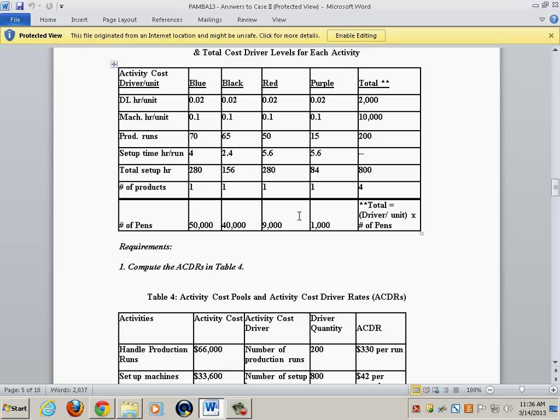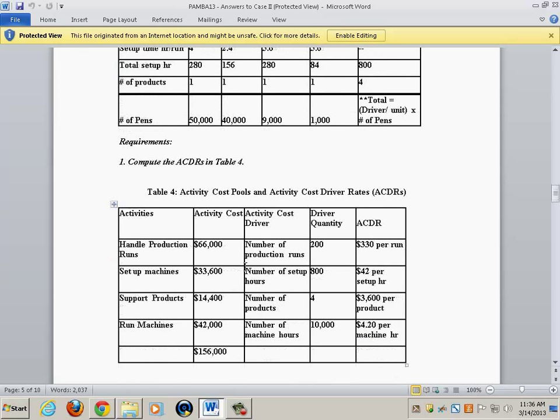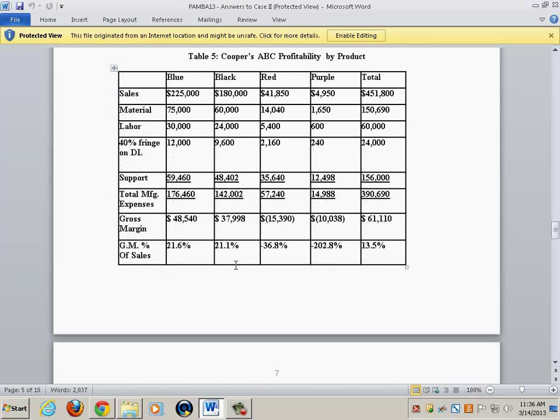So simply because of our knowledge of what's going on, and even at this level of the activities and the cost drivers, these numbers, activity-based costing, are much better numbers. So I think that if we had to choose, we would go with the activity-based numbers.